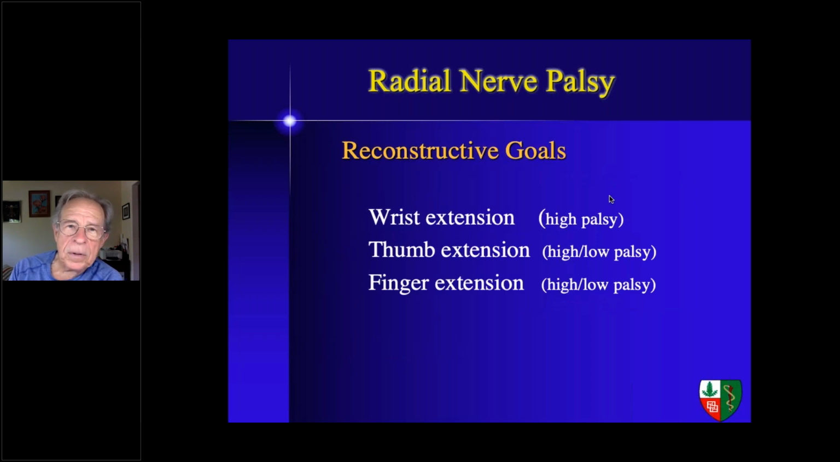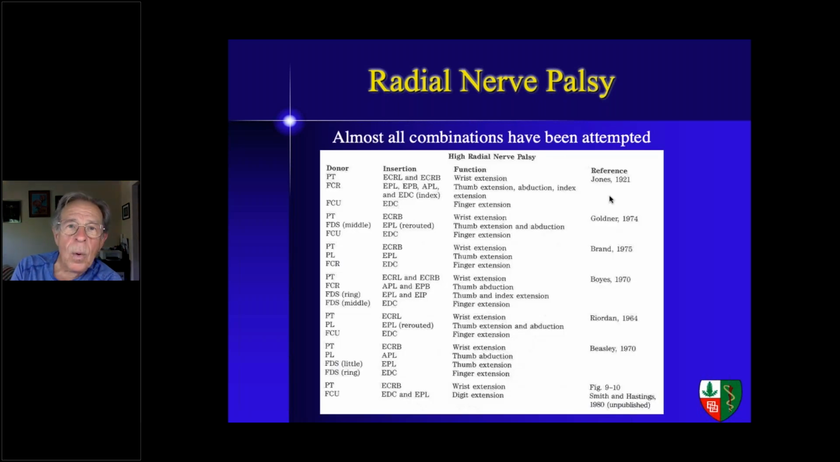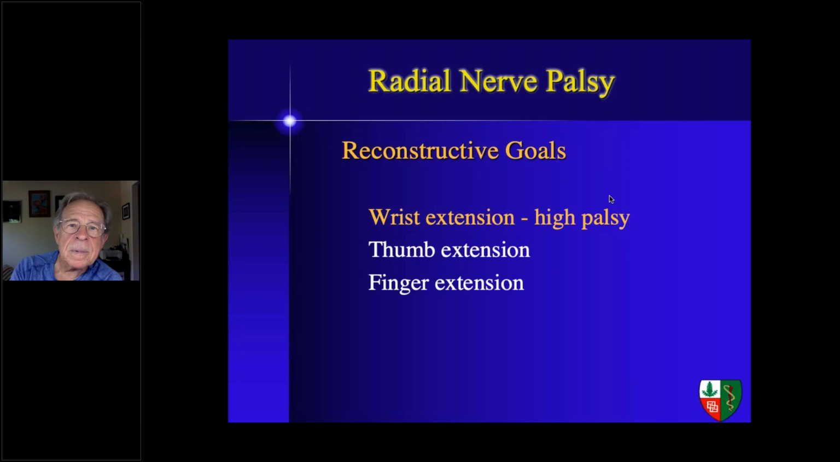So the reconstructive goals then for a high palsy include wrist extension, and for both high and low palsies, restoring thumb extension and finger extension. So how do we do that? Well, if we go to the literature, we can see that almost every combination of muscles has been attempted over the last 100 years. So what do we choose? How do we choose what we want to do?